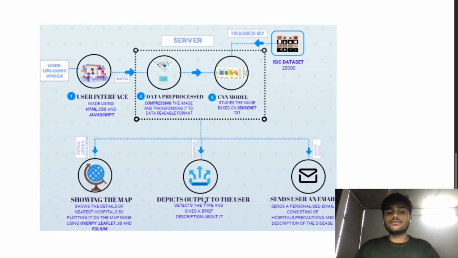Firstly, we depict the type of disease that the user has uploaded. We give them a brief about the disease and also some precautionary measures. Secondly, we take the access of the live location of the user and plot the nearest hospitals and dermatologists on a map on the same web application. We do this by using overpy, leaflet.js, and Folium. We also, with the user's choice, provide this information via email. We send them information of the nearest hospitals, dermatologists, and some contact details of the nearest independent doctors.